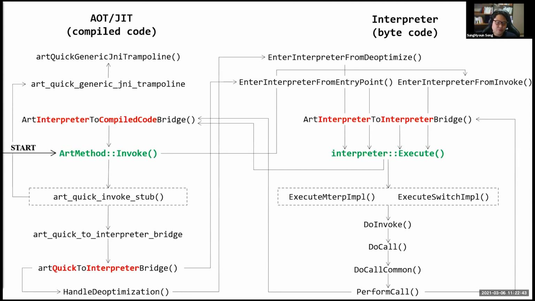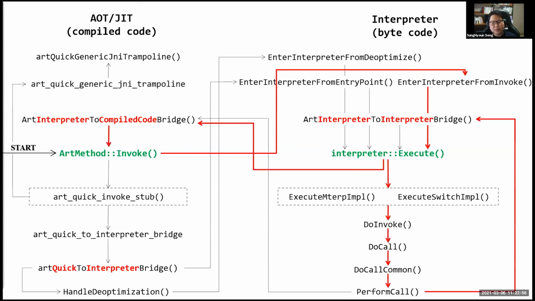This is a code flow that analyzes the execution process in ART. Here, compiled code calls bytecode, bytecode calls compiled code, and bytecode also calls bytecode. I think it may not be easy to understand the whole process at once, but if you focus on the code execution aspect, there are two parts in the whole picture where code is executed.